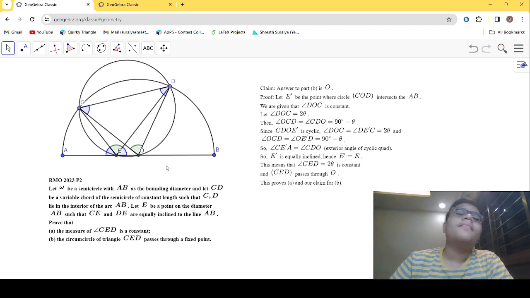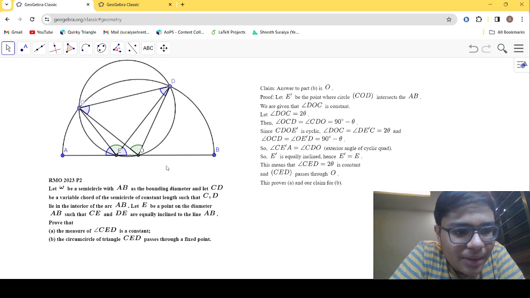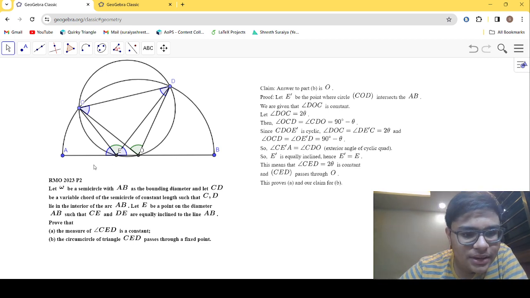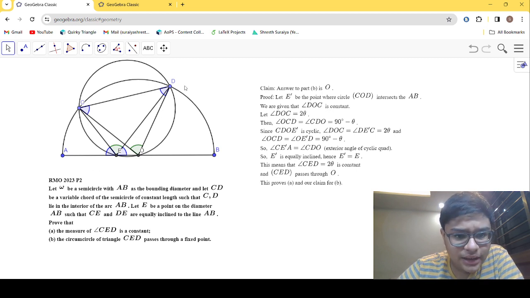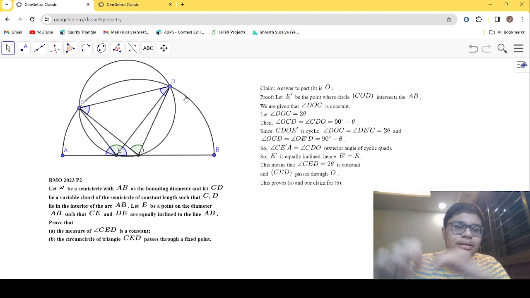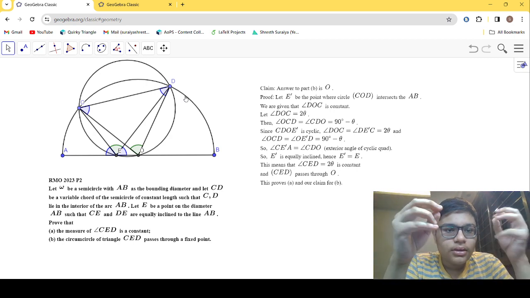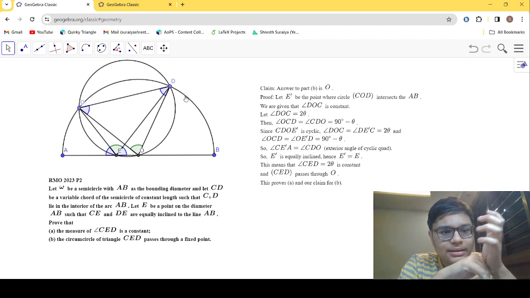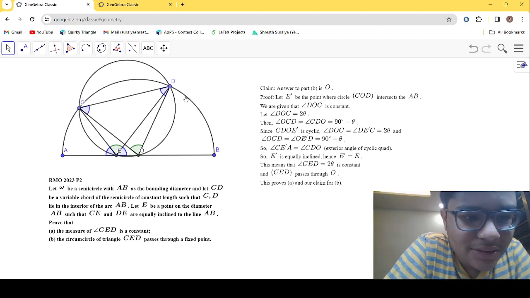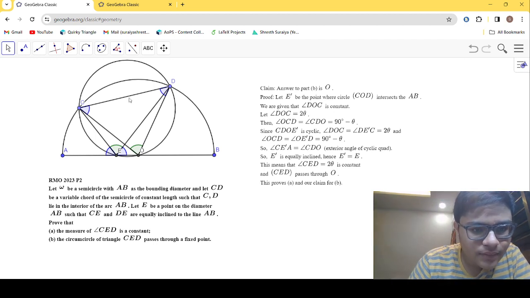Let's start. So we are given, let omega be a semicircle with AB as the diameter and CD is a variable chord such that the length of CD is constant and C and D lie on the interior of AB. So as you can see here, CD is given, right?